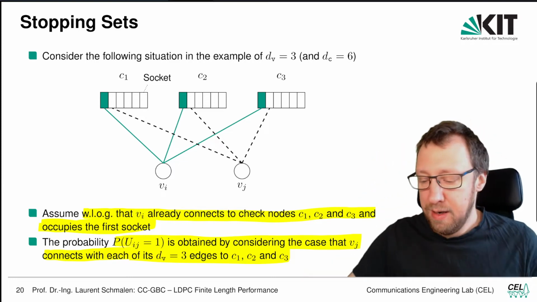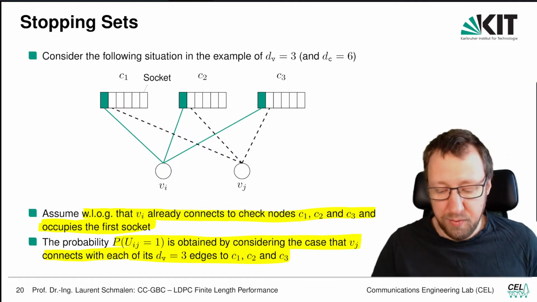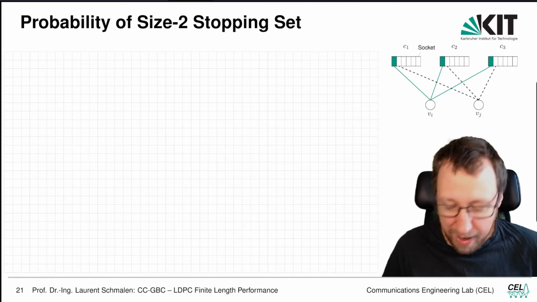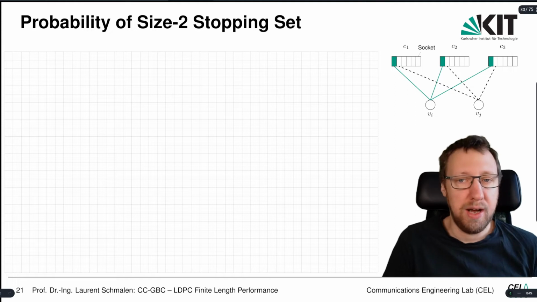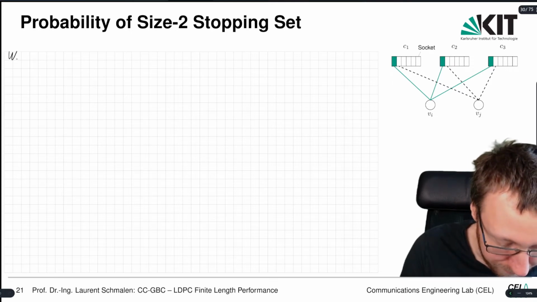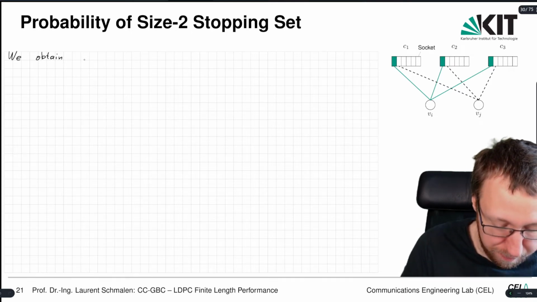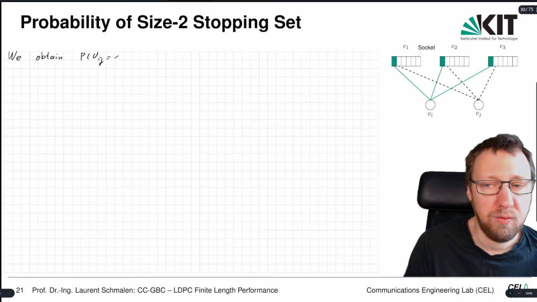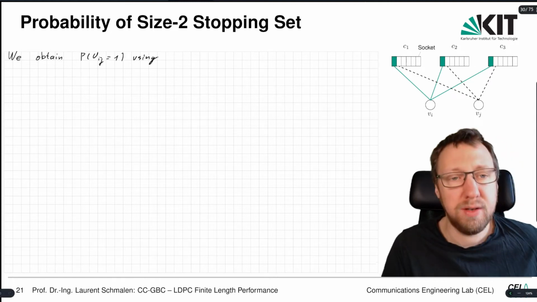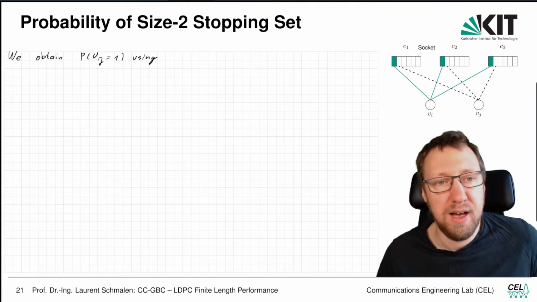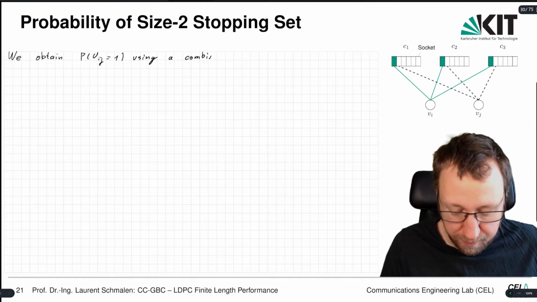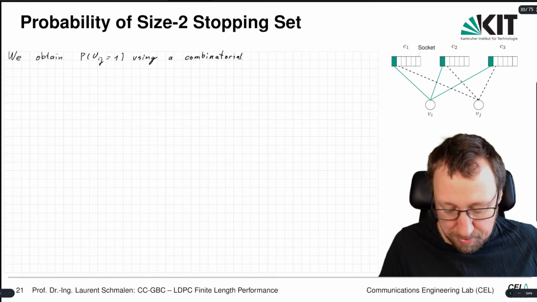Let's get started with this. Above me, we see the situation. This is what we have. Essentially, now it's a counting argument. So what we do is we obtain the probability that UIJ equals 1 using a counting argument. We essentially count the number of possibilities to connect VJ. We follow a combinatorial argument.